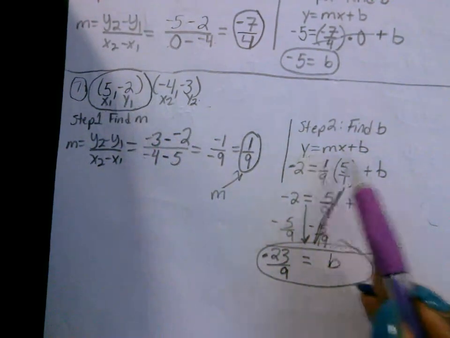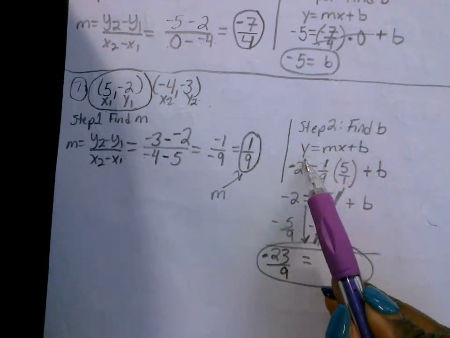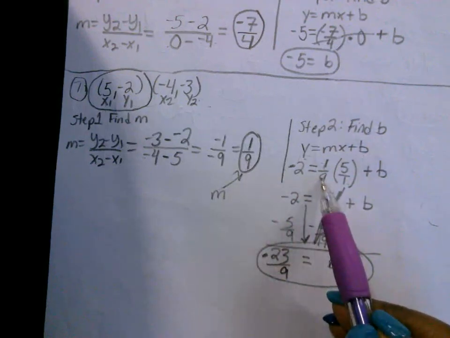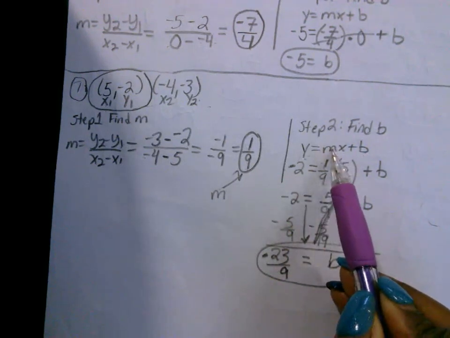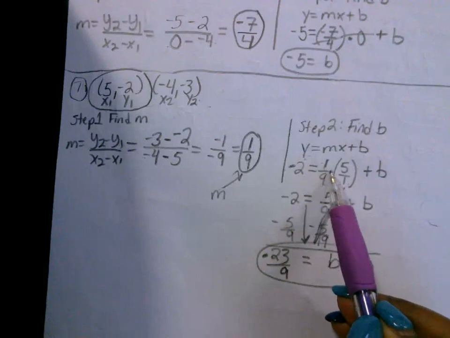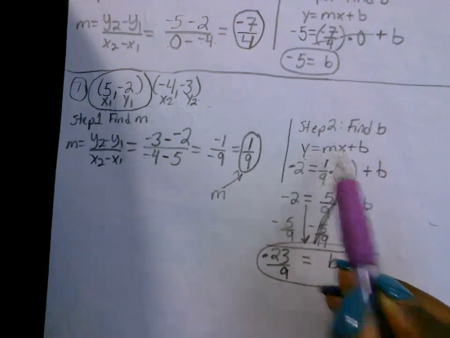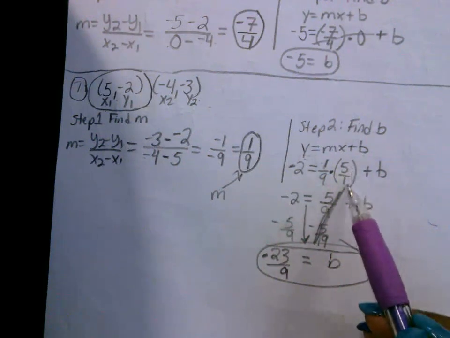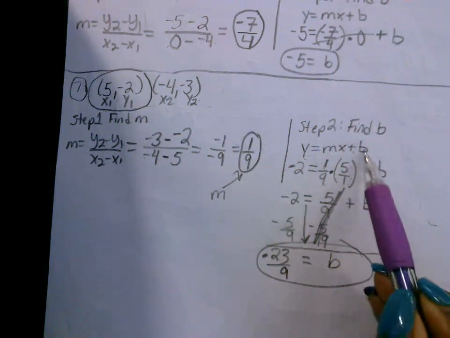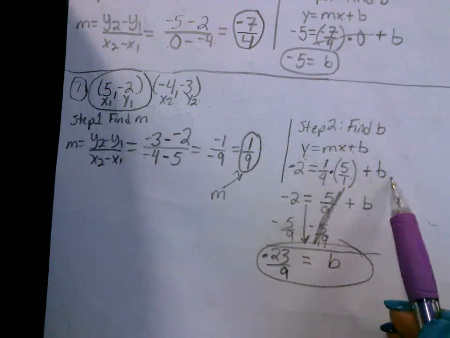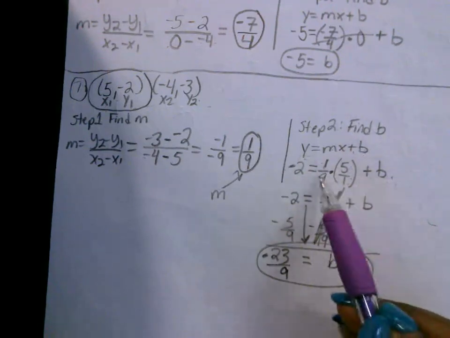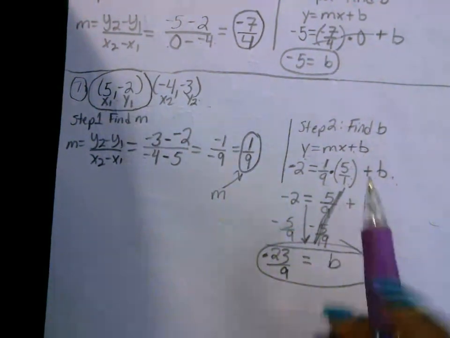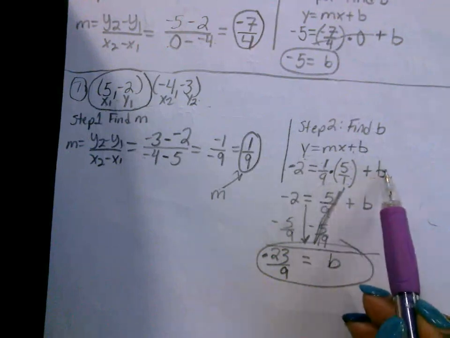So when we substitute to solve for b, our y is -2. Our m is the number we found for m. The operation between the m and the x is multiplication. Our x is 5. We wrote 5 as a fraction, so we put 5 over 1. Bring down the plus, bring down the b. So all we did here was substitute. Where did we get these numbers from? They were given. All right, so now we're going to solve for b.